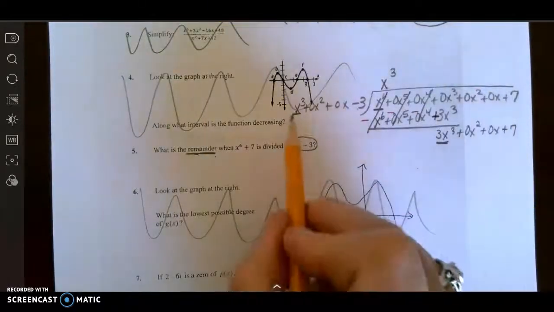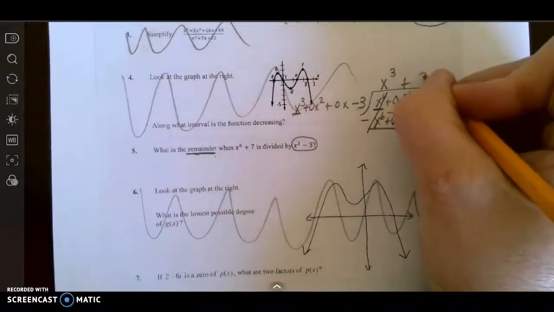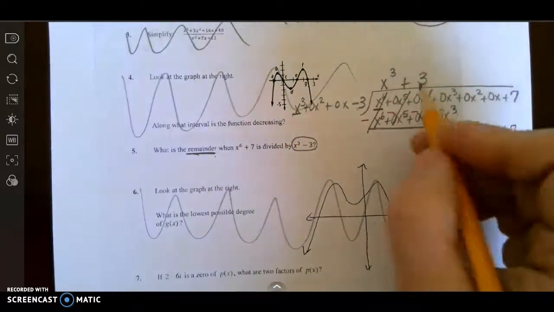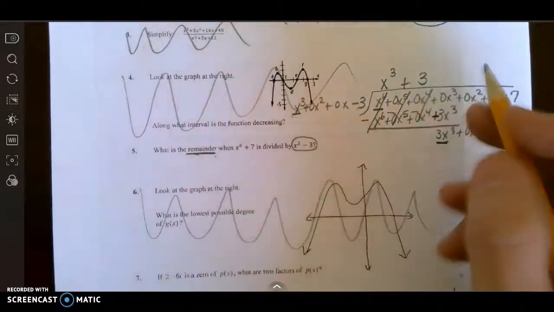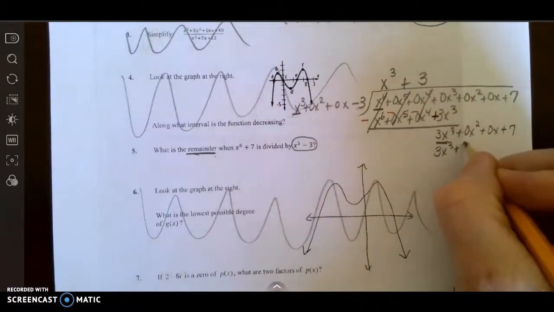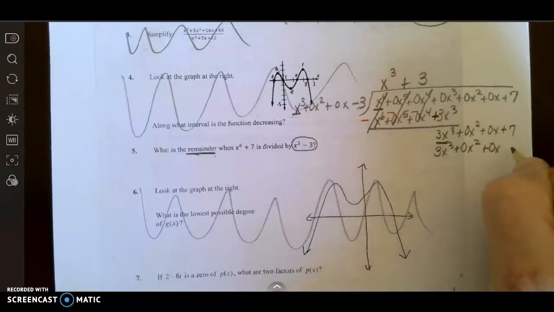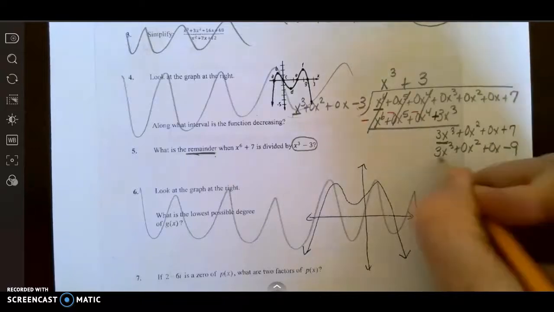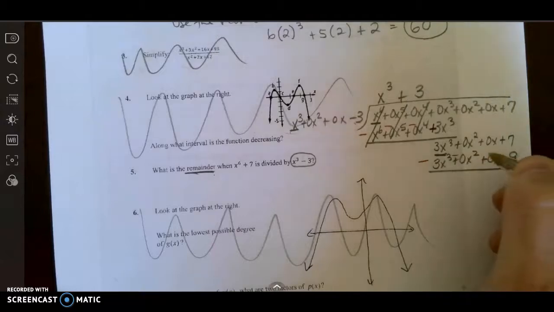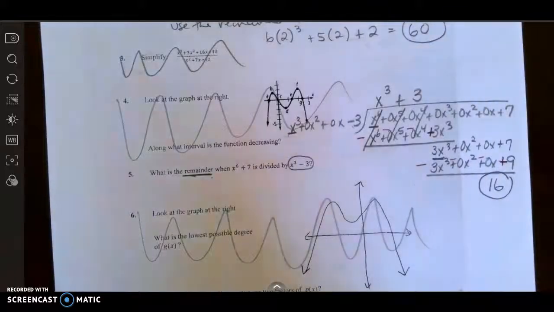Focus on the first. 3x cubed divided by x cubed is 3. Now multiply the 3 by everything. I get 3x cubed, 0x squared, 0x, and minus 9. As I'm subtracting, I change my signs. It becomes a plus, and my remainder is 16.